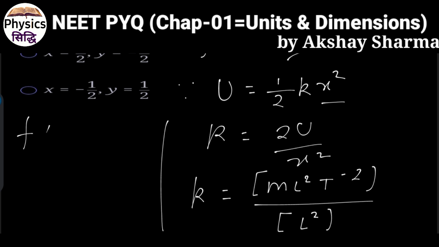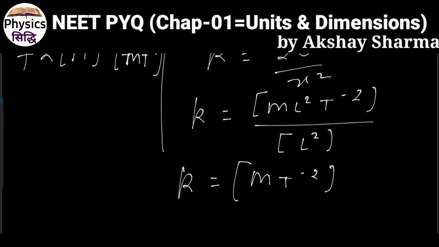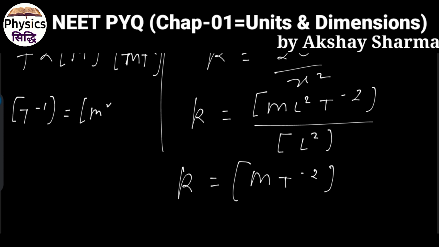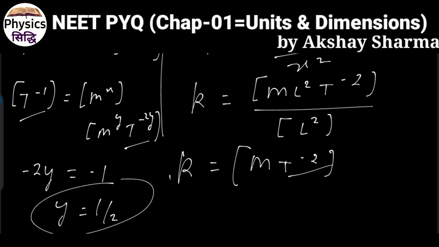Right, put down here f directly proportional to m to the power x, and k is mt minus 2, mt minus 2 to the power y. Let's see, f is frequency, that is t minus 1, will be equal to m to the power x into m to the power y t to the power minus 2y. So compare: t to the power minus 2y equal to minus 1, y will be 1 by 2. And next 0 will be equal to x plus y. It means x is minus 1 by 2.